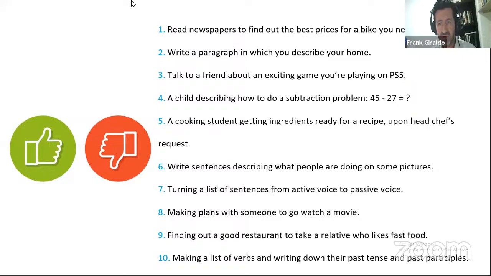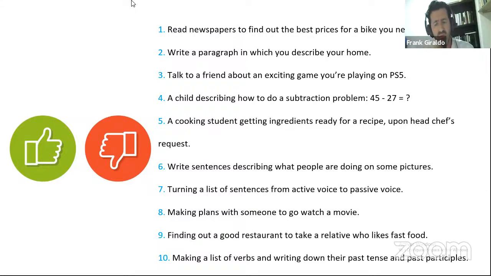Write a paragraph in which you describe your home. Yes or no? Number two. No, good. It's not a task. When in real life do you write a paragraph in which you describe your home? We need more context. Number two would be a task if you write an ad to publish in a newspaper. So number two is not a task we do in real life.